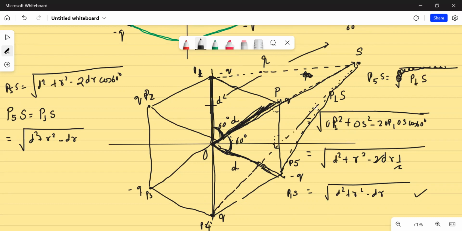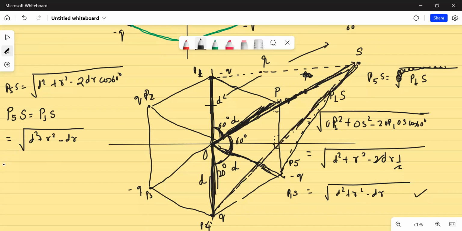So for P4s, one thing is sure that you need two distances. One is OP4. What would be OP4? OP4 would be again d only. But this angle then would be, and this is R. This is R. But this angle is now no longer 60. This is now 120 degrees. Is that clear? This angle I'm talking about. This is OP4 and this is OS. And this is P4s. Is that clear?